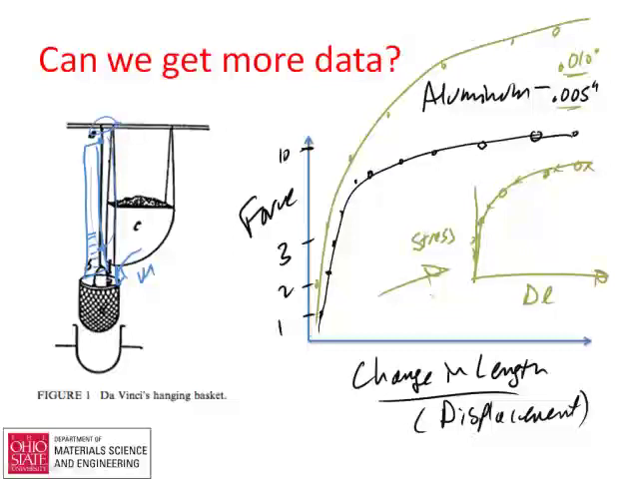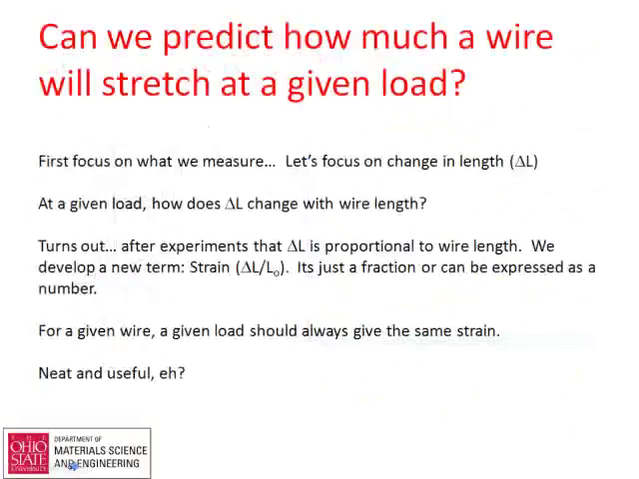So that's what we could start doing. So you can get more data. Again, force and displacement would be the next thing to do. Typically what we end up doing is driving this change in length rather than applying a force. That's why we put the axes that way. I'm going to put them this way because this is the way that we're going to often use this. So the next thing we can do is, can we predict how much a wire will stretch at a given load? So first, focus on what we can measure.